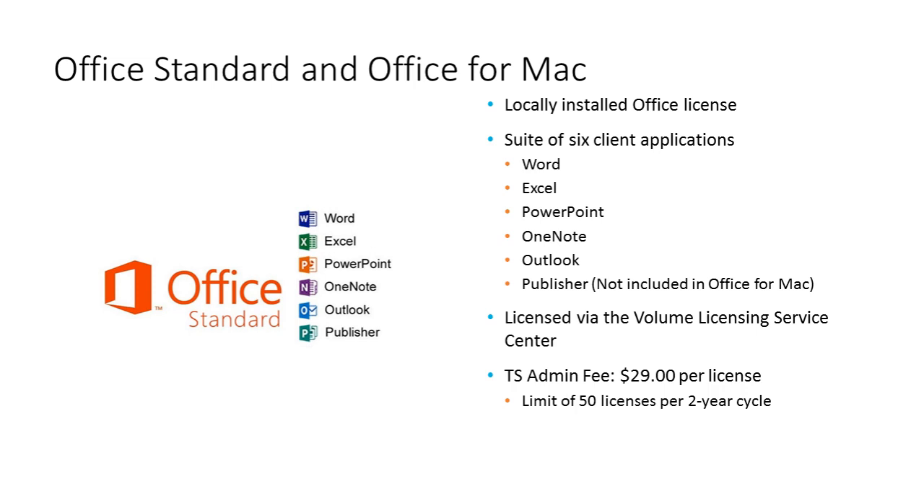Office Standard and Office for Mac. Both of these are on-premise desktop applications which are installed locally on your computer. It contains a suite of 6 different client applications: Word, Excel, PowerPoint, OneNote, Outlook, and Publisher. Currently, Publisher is not included in Office for Mac, and it's only available for Office for PC. All these licenses are licensed via the Volume Licensing Service Center, and it's available in TechSoup for $29 per license. And you have a limit of 50 licenses per 2-year cycle.